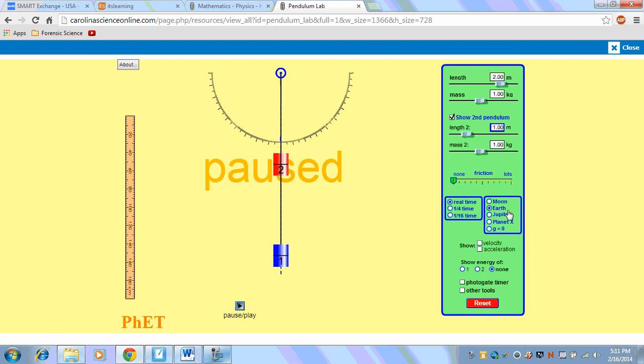Down here, we can change where the gravity is. So we've been doing it as if we would do it on Earth, right? Now the moon has 1/6 of our gravity, like literally 1/6 of it. What we're going to look at is how that changes the motion of the pendulum, how it affects the period of the pendulum. Okay? So we're going to swing these back out to our 50 degrees.